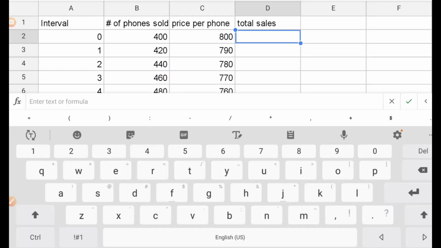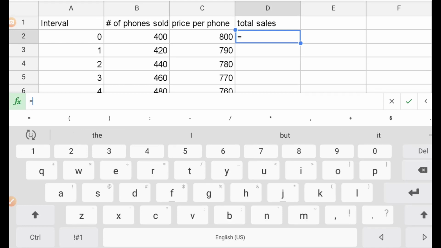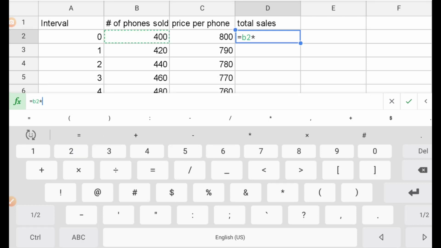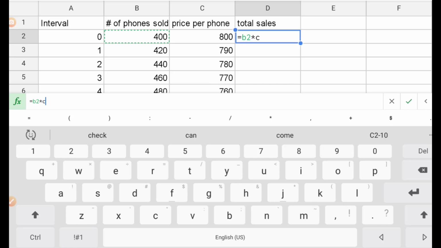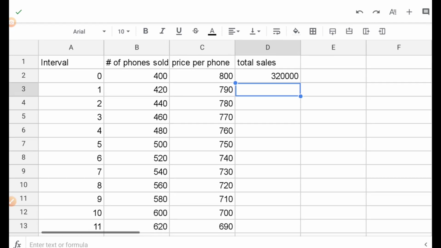It got deleted somehow, so I'm gonna have to type that back in there. So this will be equal to B2 times C2. Perfect. And enter. Okay, now let's copy that rule.